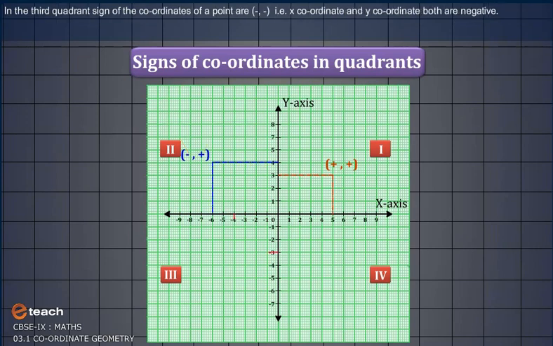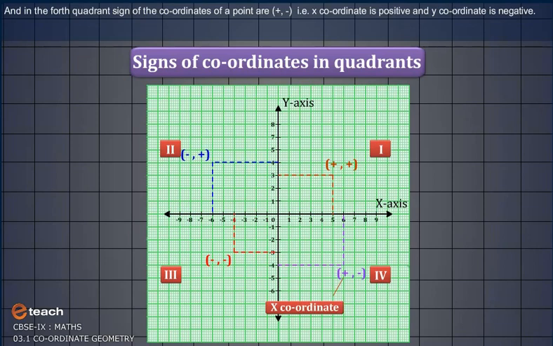In the third quadrant, the signs of the coordinates of a point are minus, minus. That is, the x-coordinate and y-coordinate both are negative. And in the fourth quadrant, the signs of the coordinates of a point are plus, minus. That is, the x-coordinate is positive and the y-coordinate is negative.